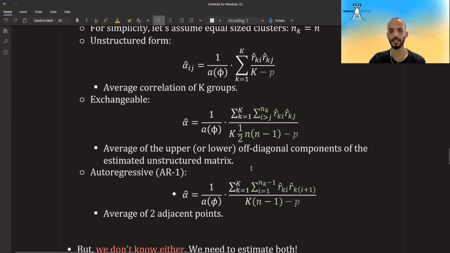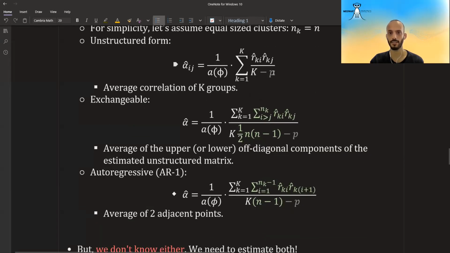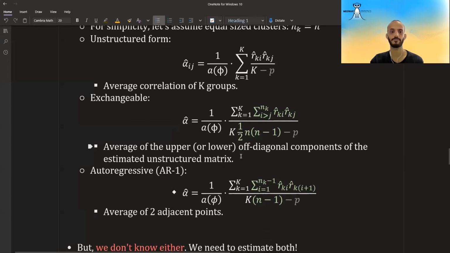For autoregressive, we can take the average of 2 adjacent points, right? So we just take the correlation between the first and second observation, the correlation between the second and the third, and the correlation between the third and the fourth. Each of those should be the same correlation, right? For AR1, we should expect the same alpha. If we assume it's the same alpha, they should be the same. So we are taking the average of them. And sometimes, like we see in many cases in regression, we also adjust for the number of parameters, and this is why you see the minus p in gray here.